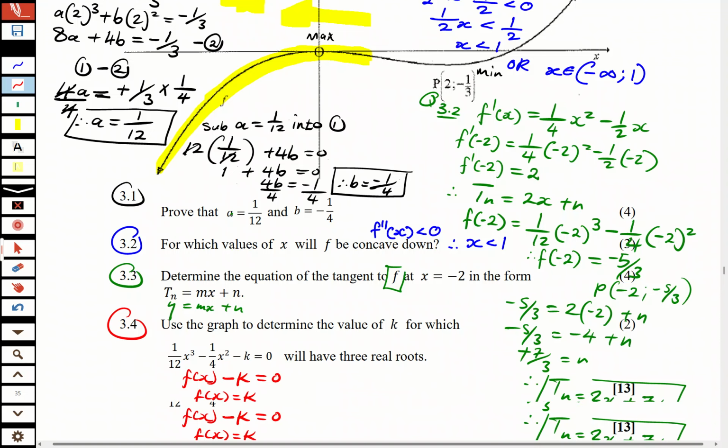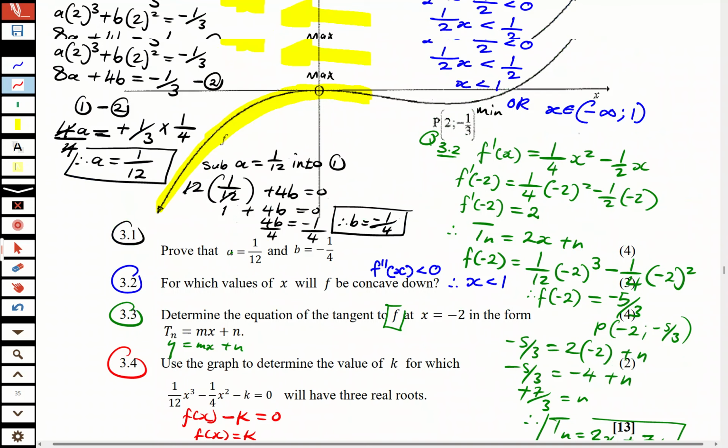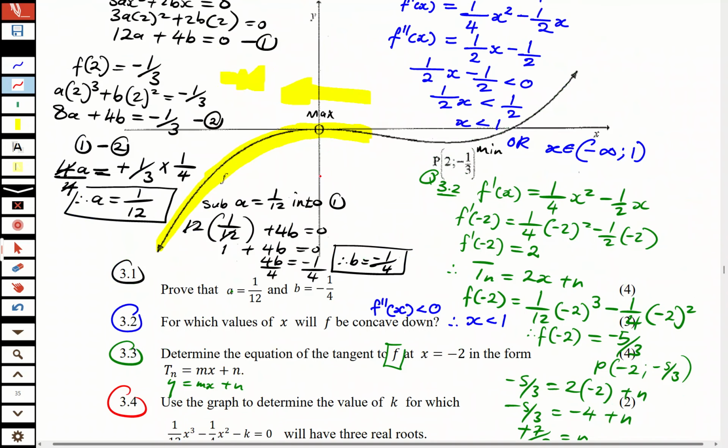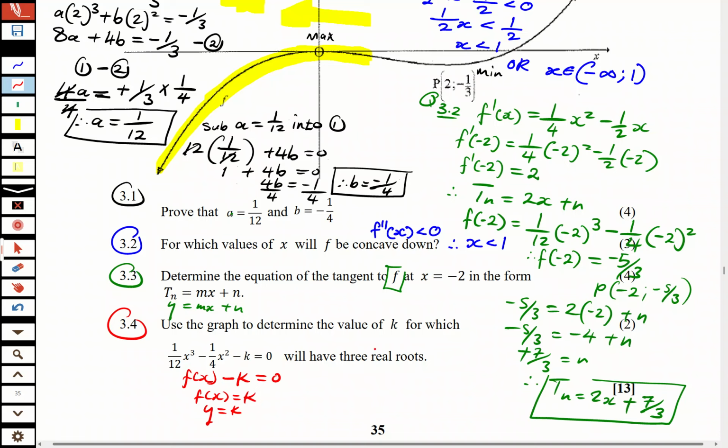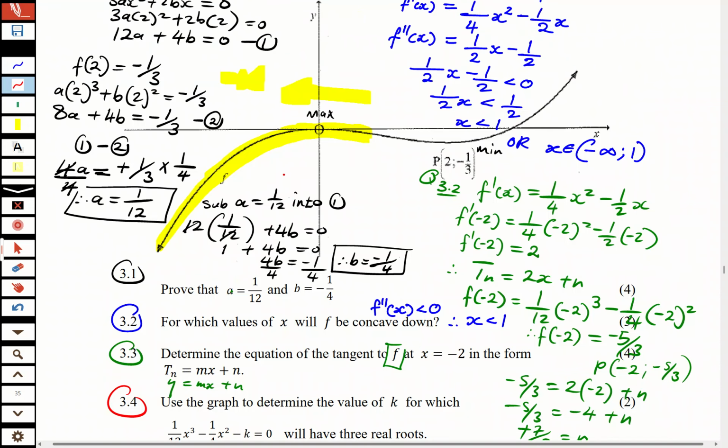In this case, guys, k is a constant. y is equal to k, it is a constant. So for us to have three roots, remember, I told you that this equation is going to be the intersection of f of x with k. If we have an intersection here, that's one root, and then here, that's going to be two roots.